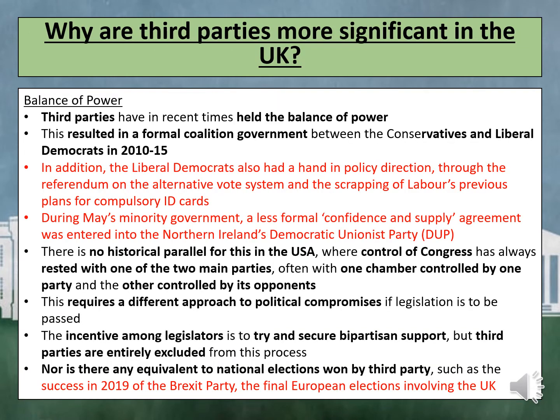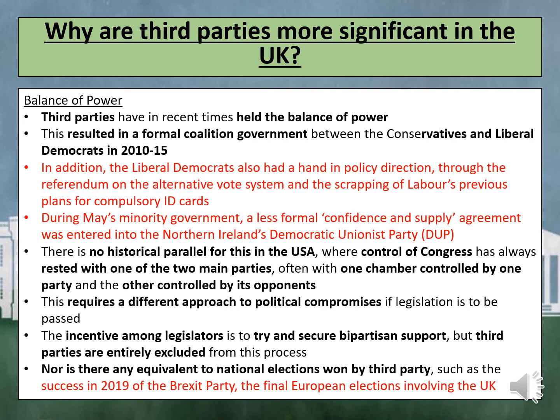Now let's look at the balance of power. Third parties have in recent times held the balance of power. This resulted in a formal coalition government between the Conservatives and Liberal Democrats in 2010 to 2015. In addition, the Liberal Democrats also had a hand in policy direction, through the referendum on the alternative vote system and the scrapping of Labour's previous plans for compulsory ID cards.